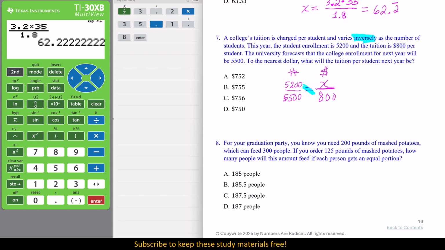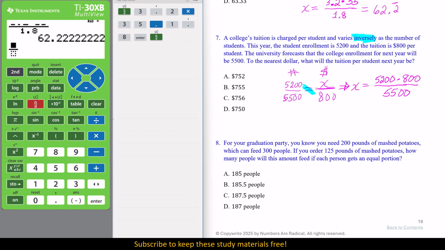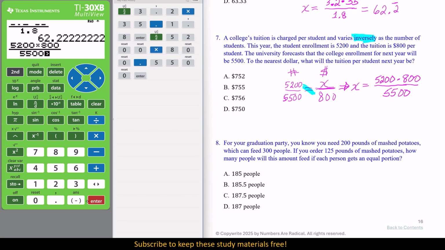All right, now that I've corrected everything and it looks copacetic, let's show what we're going to stick in the calculator. Okay, I say x equals 5,200 times the 800 over the 5500. Now let's put that in the calculator and see if we come out okay. So there's our fraction, 5200 times the 800, go down, and 5500. Go back, make sure we look good. All right, let's push enter.